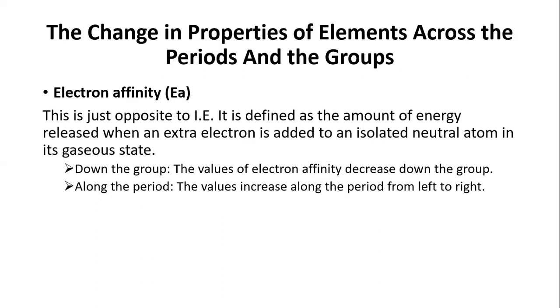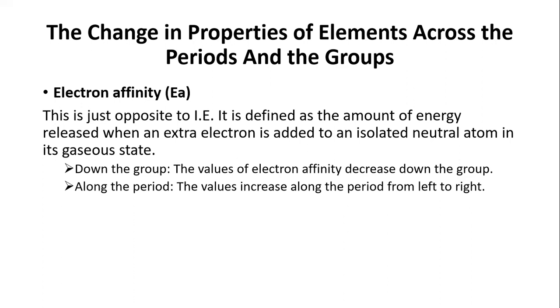The other one is electron affinity, simply EA. This is just opposite to ionization energy, i.e., it is defined as the amount of energy released when an extra electron is added to an isolated neutral atom in its gaseous state. So yes, the reverse of ionization energy. It's just the amount of energy that is released when an extra electron is put into an isolated neutral atom in its gaseous state.